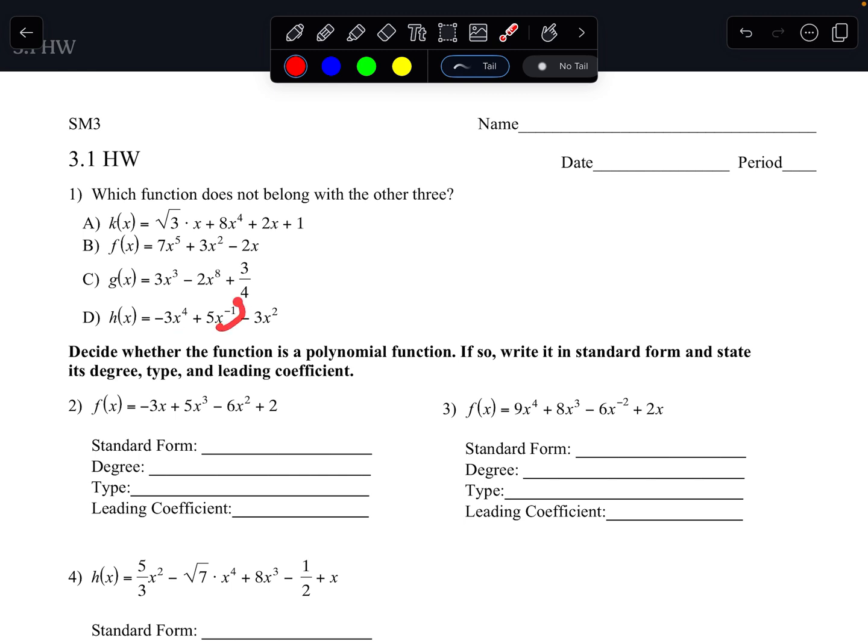We have x to the negative 1. Now that is a problem right there. So this right here is not a polynomial, and so it doesn't belong with the other three. If I have 5x to the negative 1, that's the same thing as 5 divided by x. And we can't have x in the denominator and have it be a polynomial. So there you go.